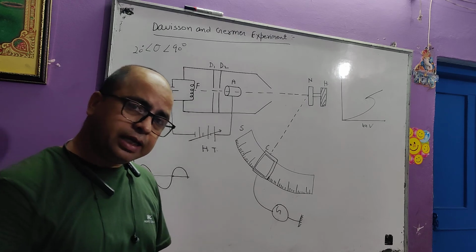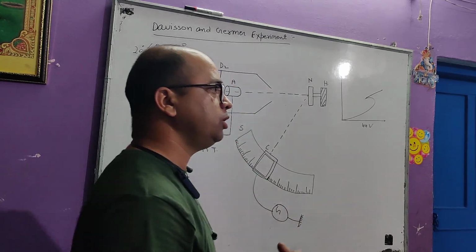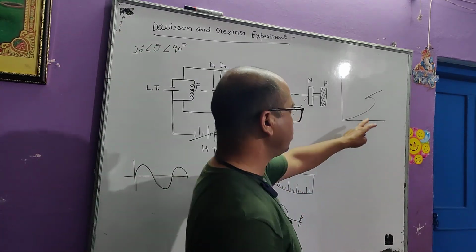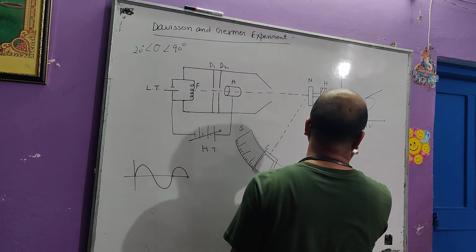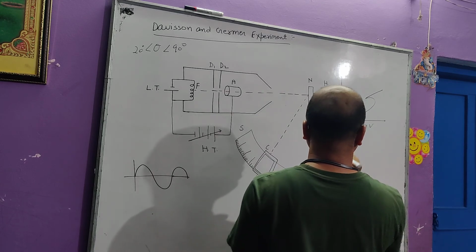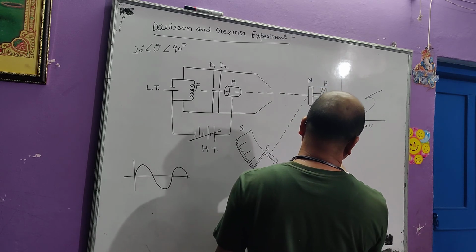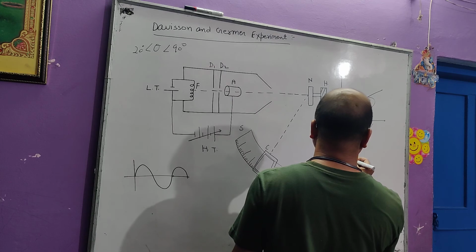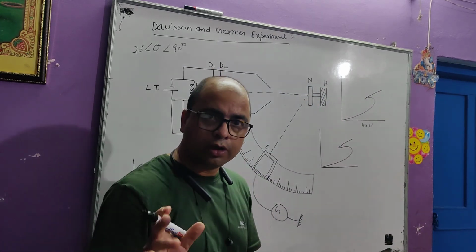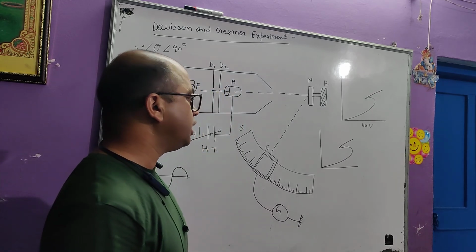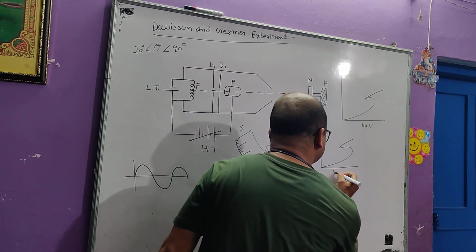This bump increases with the increase in potential. It means at 44 volt the bump was like this, and with the increase in potential, the bump increases. At 48 volt it becomes deeper, and at 54 volt the bump becomes most prominent.